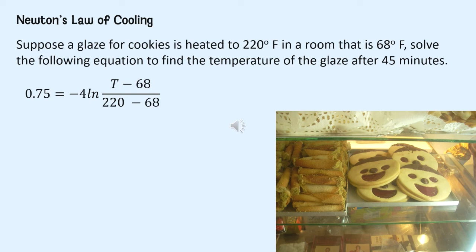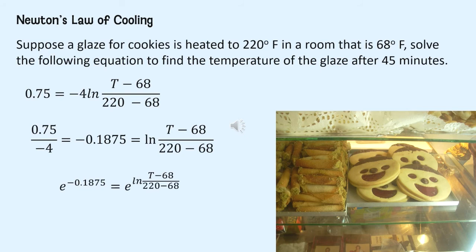45 minutes is 3/4 of an hour, or 0.75. So that's equal to -4 times natural log of T, which is going to be the current temperature, minus 68, which was the temperature of the environment, divided by 220, our original temperature of the glaze, minus, again, 68. So again, it's 0.75 equals -4 times natural log, and plugged inside of the natural log is T minus 68 divided by 220 minus 68.